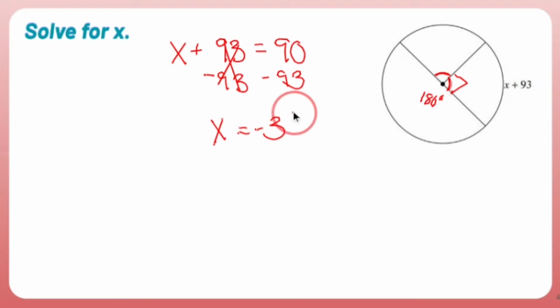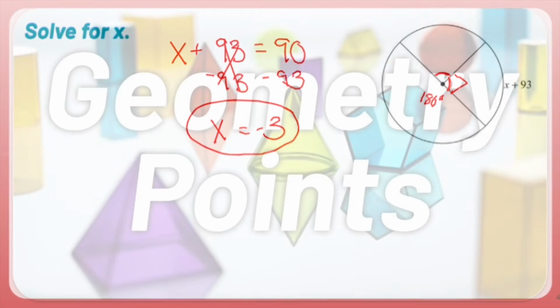Now, don't say, negative 3, you can't have negative measurements. x is not a measurement. It's just a variable. So if I wanted to find the arc, I would do negative 3 plus 93. Oh, this is 90. That arc length is 90. Yay, I did it. So that's how you would do a problem like this. Not too bad at all.